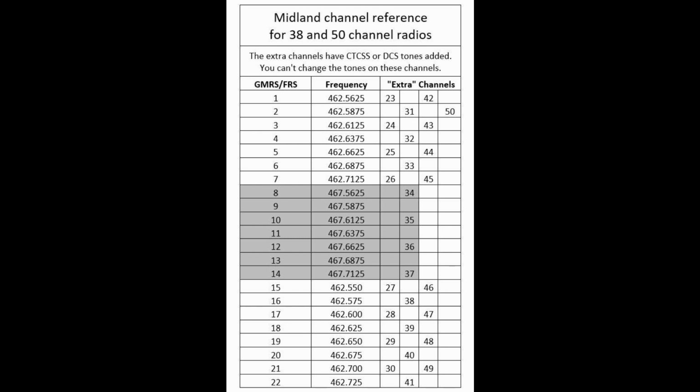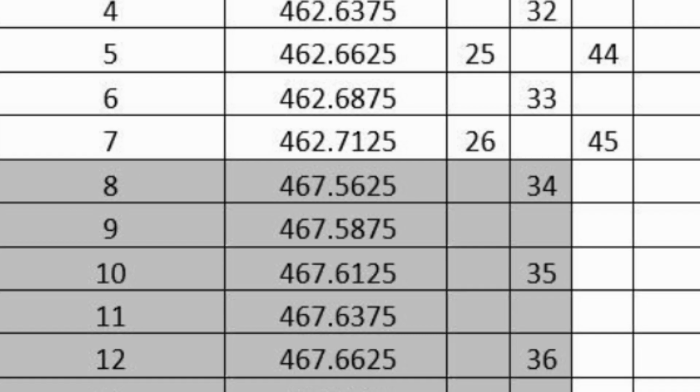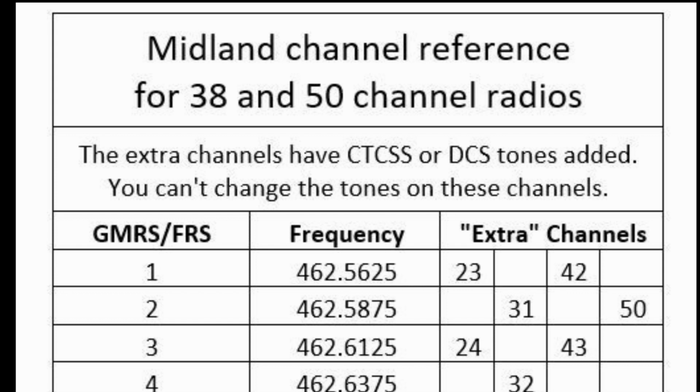You can't change them. So in my chart here, I don't show what the CTCSS or DCS codes are because the charts I've seen, some of them seem to always have an error somewhere. But I did relate them to the channels. So what you see is the GMRS channel, the frequency, and then the extra channels. And I've put them in the columns, so you just go from the top to the bottom.